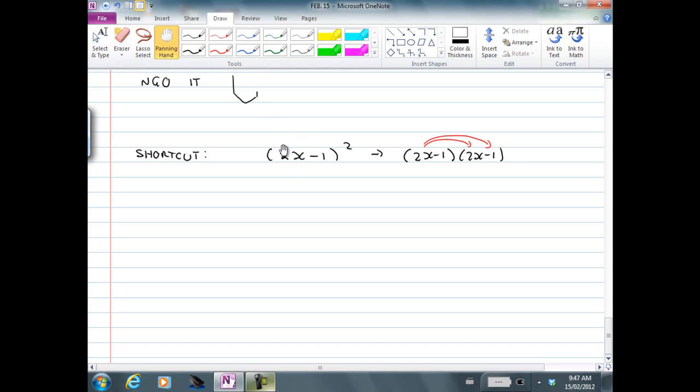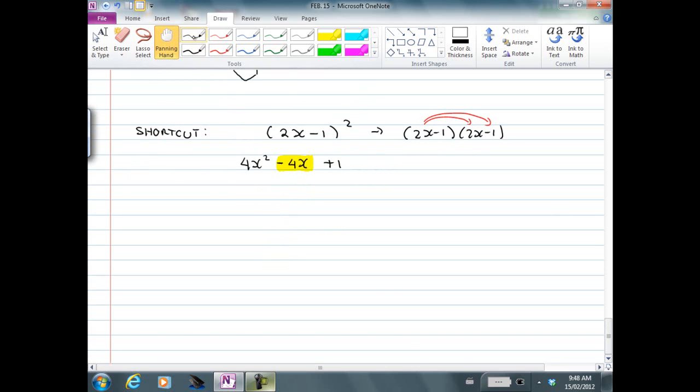Shortcut. We square the first term, which is 4x squared. We square the last term. The last term is minus 1, which squared is plus 1. But notice I left a gap in the middle. There's always a middle term, and the middle term is where students have trouble. To get the middle term, we take 2 times the negative 1, which is negative 2, times the 2x, which is negative 4x. If you expand all this out, I guarantee you will get 4x squared minus 4x plus 1.